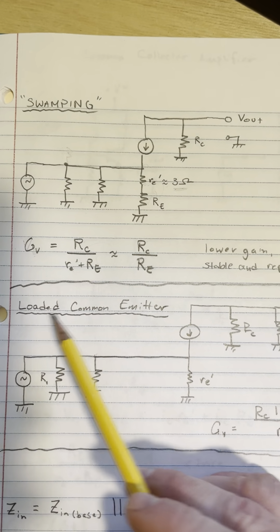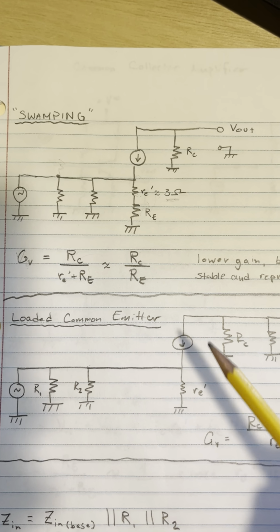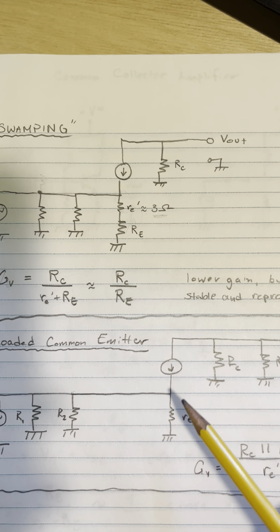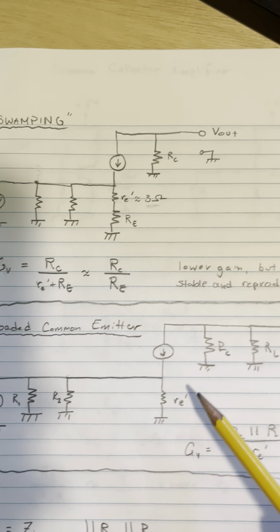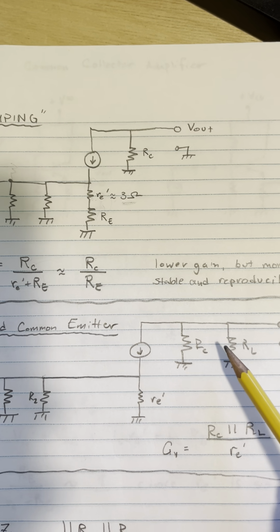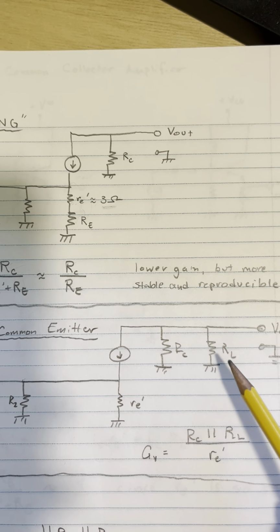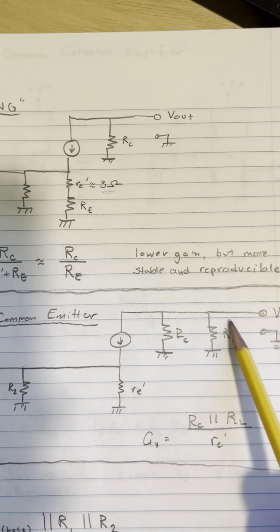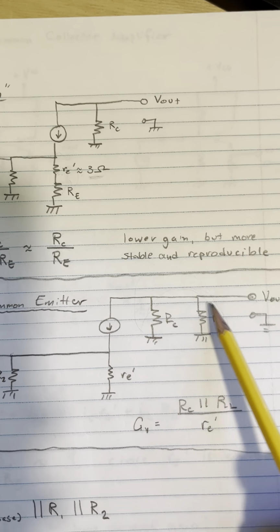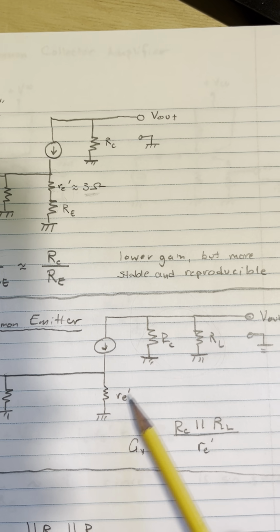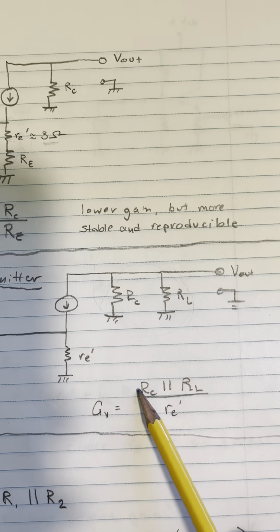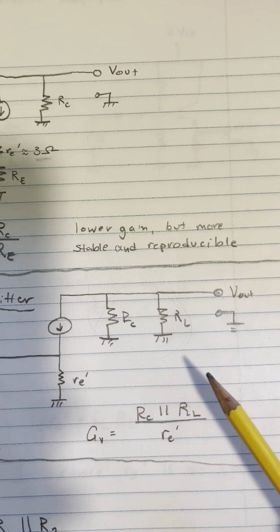Now, what about a loaded common emitter amplifier? Well, if we have this configuration, but now we add R sub L, well, easy enough to calculate the gain. The gain is going to be the resistance of both of these together, which are parallel, divided by the resistance RE prime. So it looks like this: RC parallel to RL.